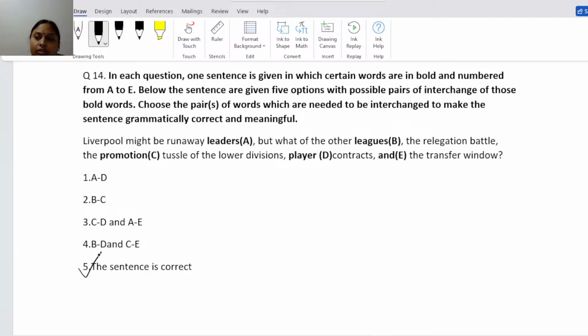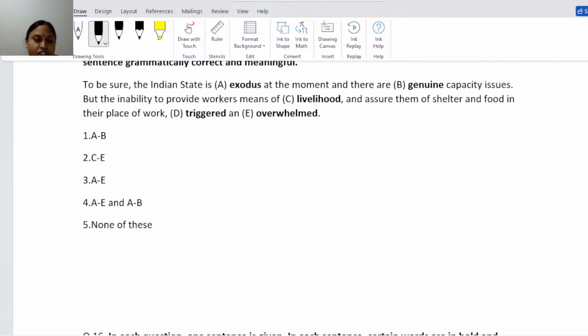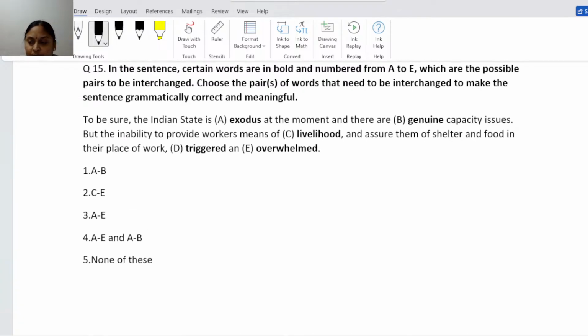So 15th question. Same pattern: grammatically correct or not, interchanging, we are supposed to do all these things. Here also we will see. To be sure, the Indian state is overwhelmed at the moment and there are genuine capacity issues, but the inability to provide workers means of livelihood and assure them of shelter and food in their place of work triggered an exodus. So here we have to see what the meanings of the bold words are.